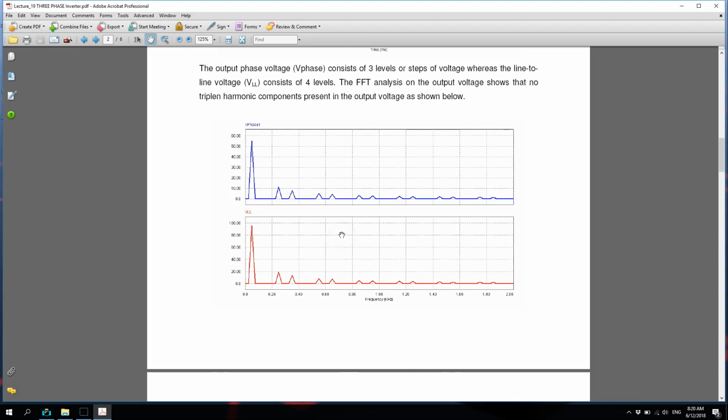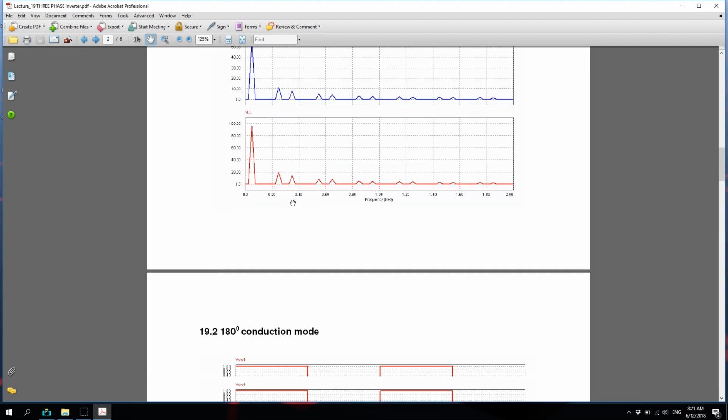So if you look at the spectrum, the characteristic is that both have equal harmonic contents, whereby we have the fundamental. There are no triplen harmonics. Next we have the 5th and 7th. There is no 9th harmonic. And then we have the 11th, 13th, and it continues. So the characteristic is the fundamental and all odd harmonics, but no triplen harmonics. Okay, so that is for the 120 degree phase shift.